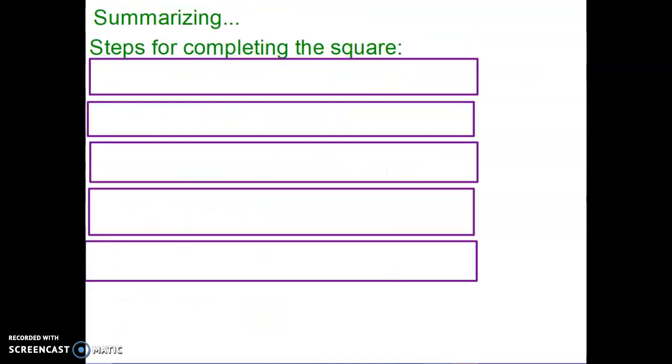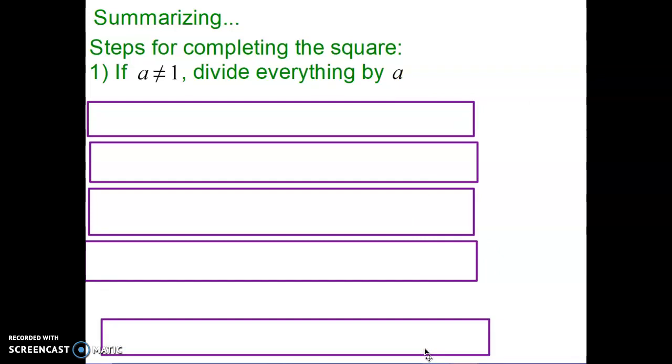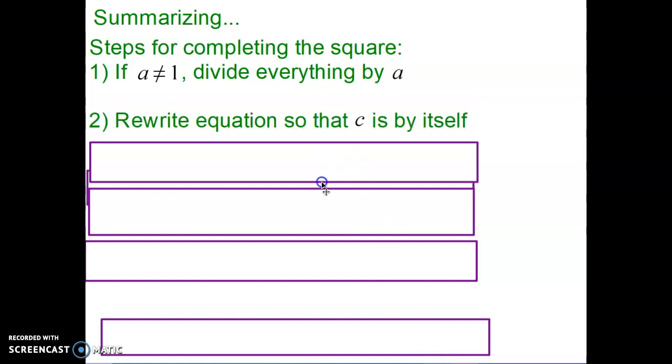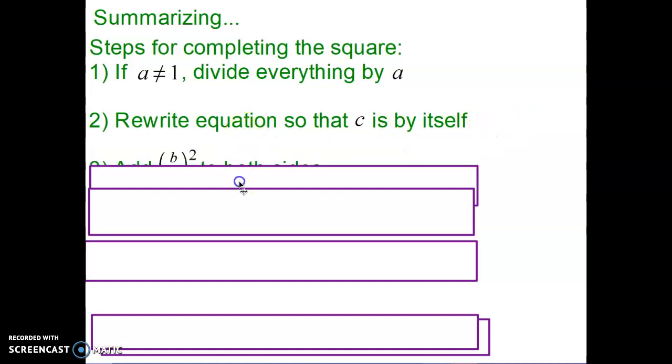Okay, let's take a second and let's write all the steps down. Pause the video after each one of these so that you have time to write. The first step is if a does not equal 1, like that one we just did with the 3, the first thing you have to do is divide everything by a. I have to have just plain x squared, 1x squared at the beginning. All right, second step, rewrite the equation so that c is by itself. That means move the c to the other side of the equals. Add it or subtract it, whatever you need to do to get it over there.